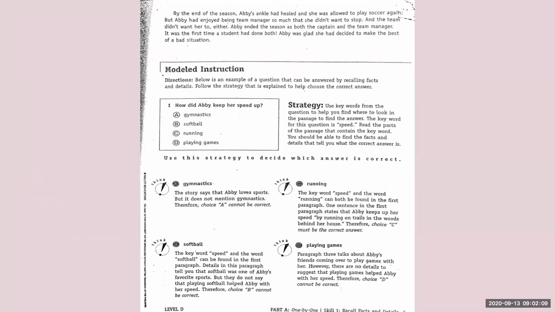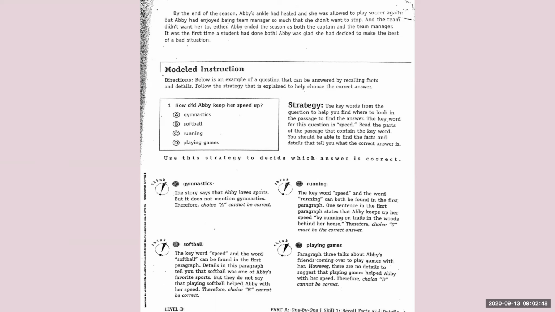Number one, how did Abby keep up her speed? There it is. There's that word speed. So let's go ahead. Remember, you want to read all of your answer choices. Was it gymnastics? Was it by doing softball? Was it by running? Or was it playing games? Okay, now if you look down here, they give us these little hints, which are nice, which they don't do for all the questions. So here it says A, the story says that Abby loves sports, but it doesn't mention anything about gymnastics. So gymnastics cannot be our answer. So I would go ahead and just cross that out using your process of elimination, right? You get rid of the ones that possibly don't belong. So gymnastics is not the answer.